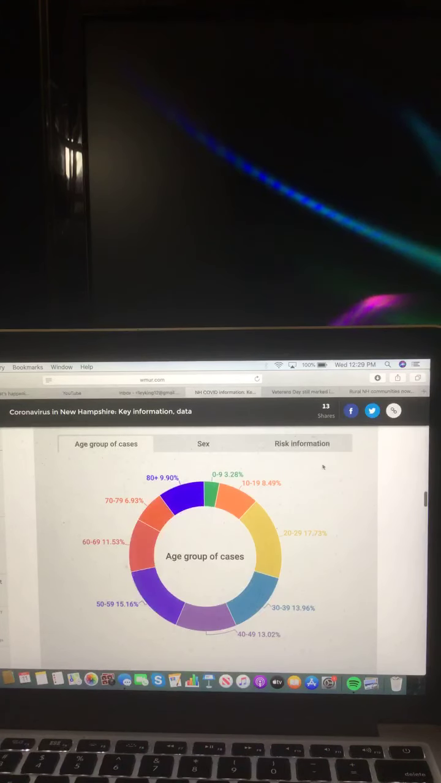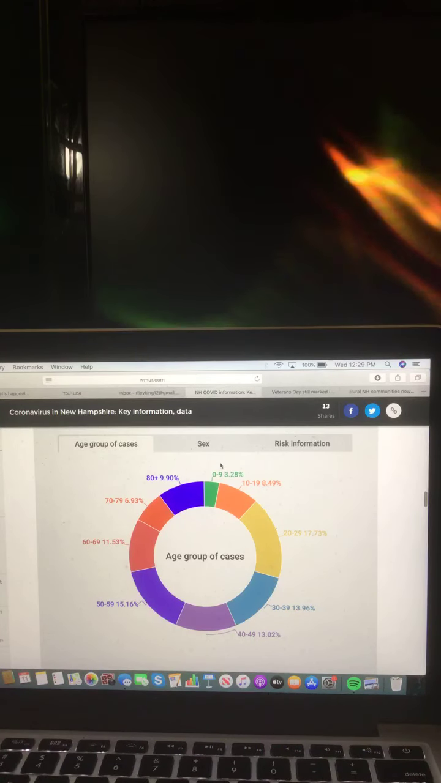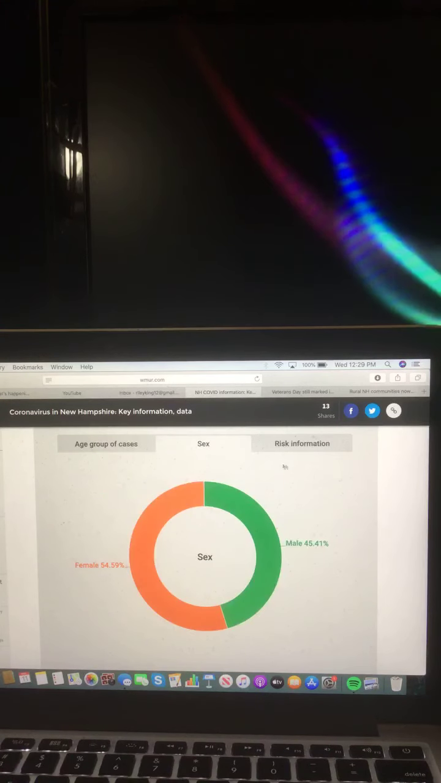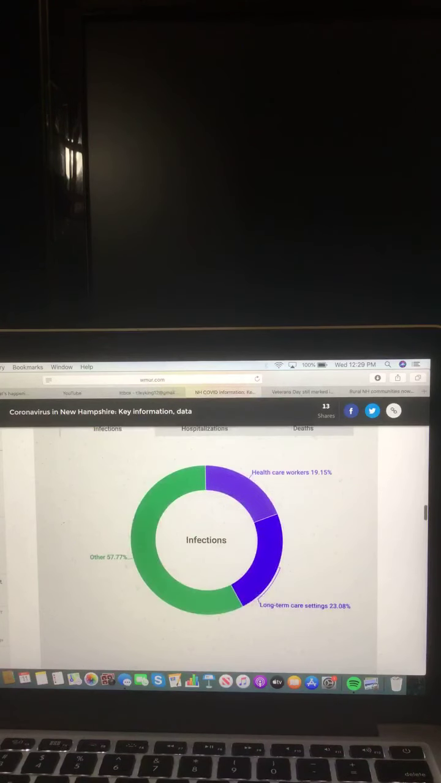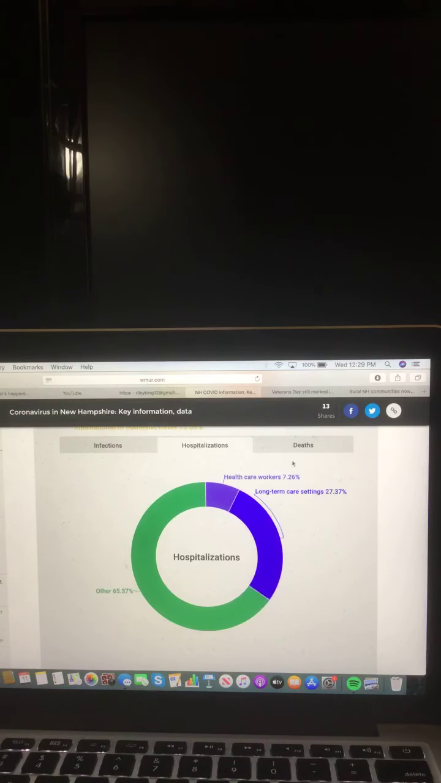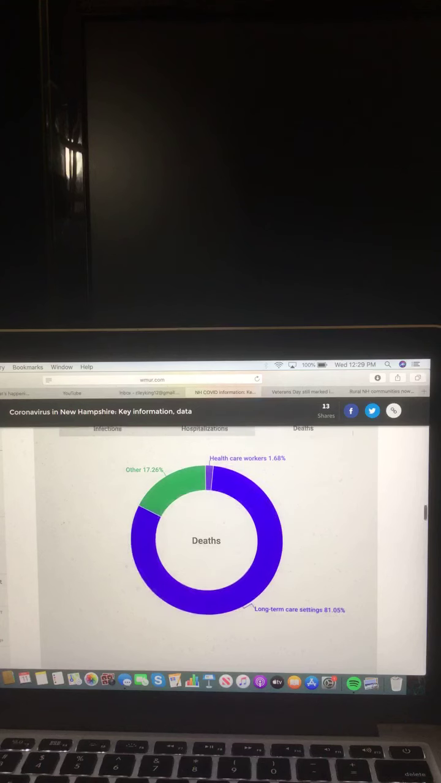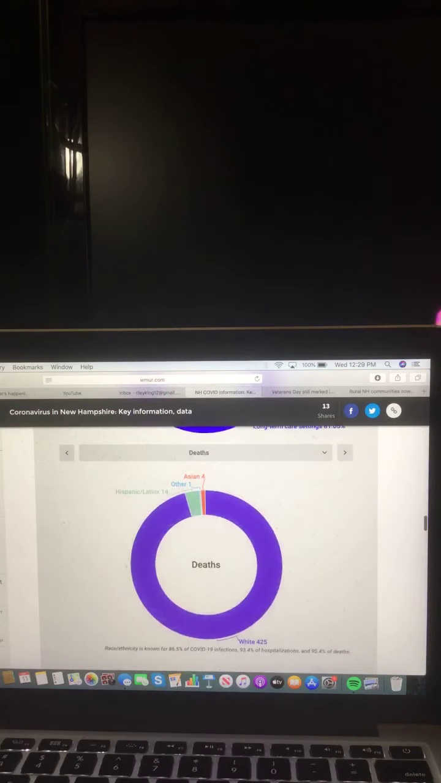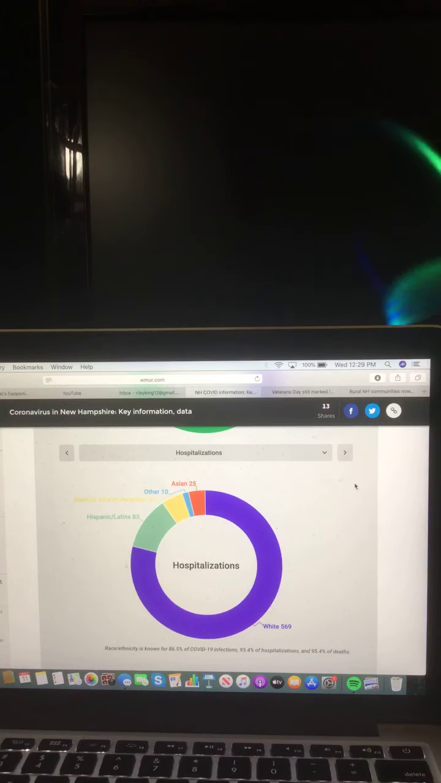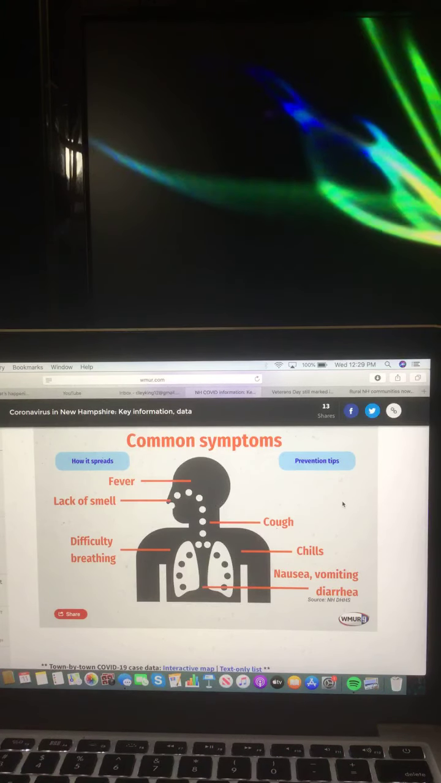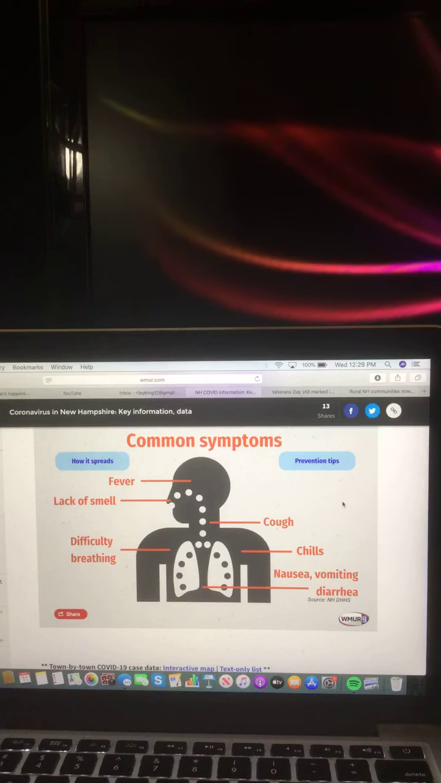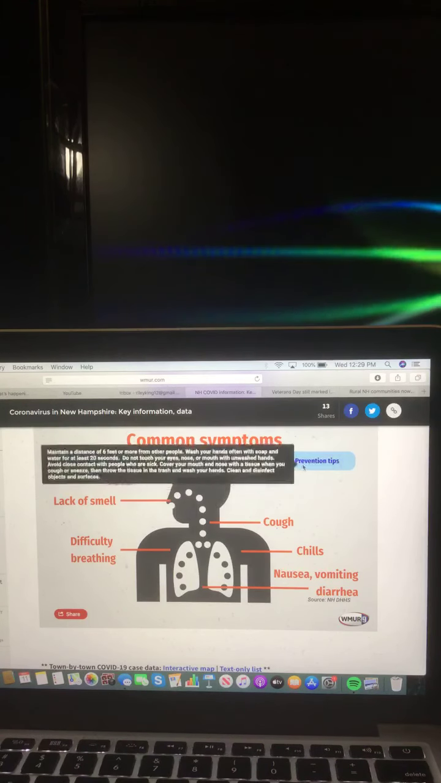Let's take a look at this chart here, age group of cases, female and male of cases, and risk information. Let's take a look at this chart here, infections, hospitalizations, and deaths. And let's take a look at this chart here, deaths, percent of New Hampshire population, race slash ethnicity of cases, and hospitalizations. And a reminder, your common symptoms: fever, lack of smell, cough, chills, difficult breathing, nausea, vomiting, and diarrhea. How it spreads, and prevention tips.